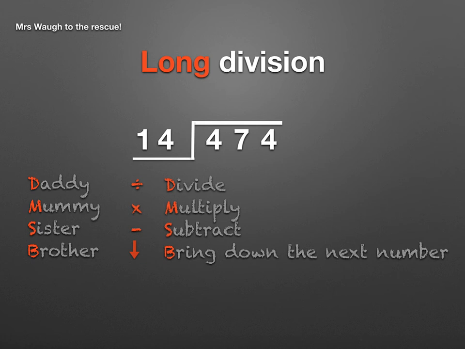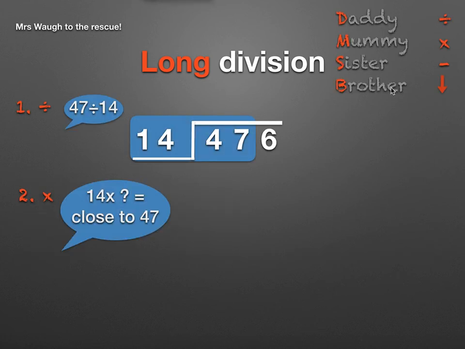Which might mean nothing to you until we have a look at it in action. So I've put this up in the top corner just to remind you that you would do these different procedures as we go through the sum. Okay, so first of all, you are dividing. The D for daddy is divide, but what do you divide? So in blue here, I've highlighted what you're going to say is how many 14s do you get in 47? So it's 47 divided by 14. That is your divide.